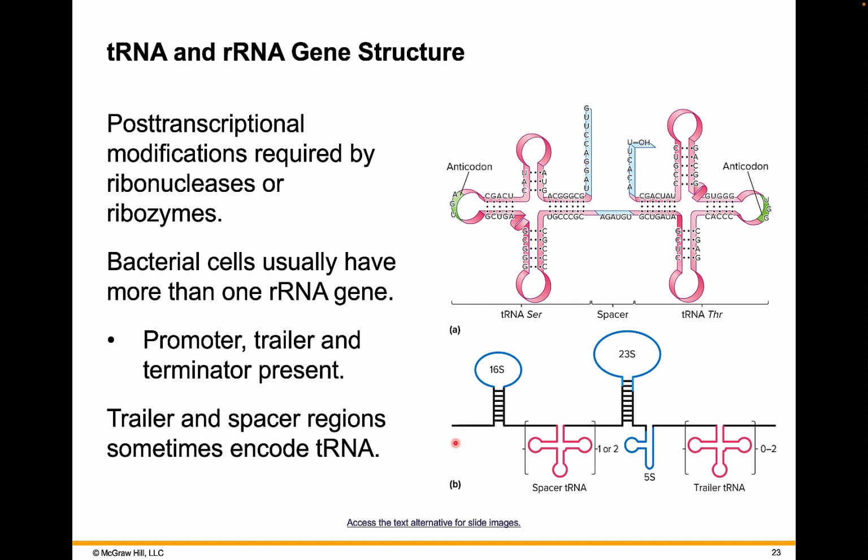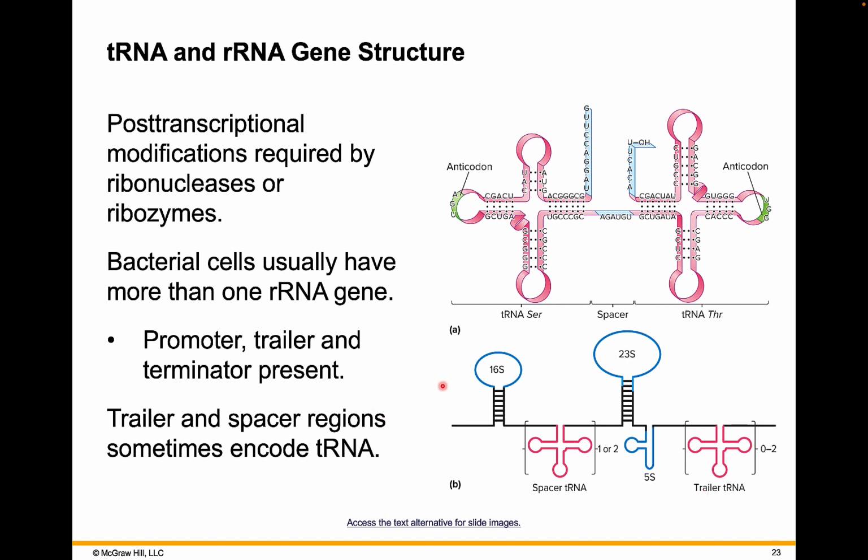And here also you can see the ribosomal RNAs, which are the 16S ribosomal RNA, 23S ribosomal RNA, and 5S, and they all have a very extensive secondary structure. Usually they have more than one rRNA gene, and they also have a promoter, trailer, and the terminator. Sometimes the trailer and the spacer of these ribosomal genes can code for the tRNA. Here you can see that in between the 16S and the 23S RNA coding regions of the gene, there is a spacer tRNA. After the 23S and the 5S, these are all part of the ribosome, small and large subunits, you can see there is another trailer tRNA gene.